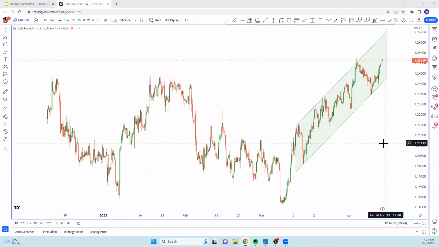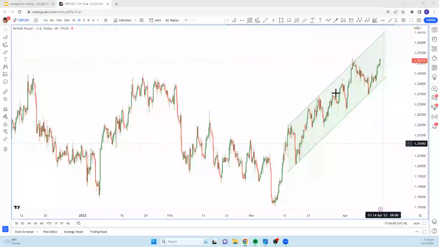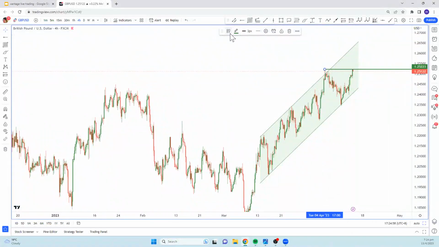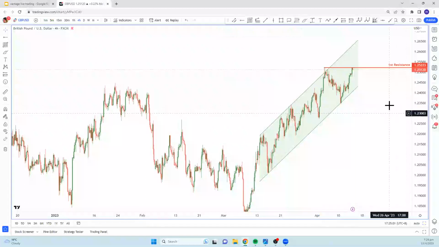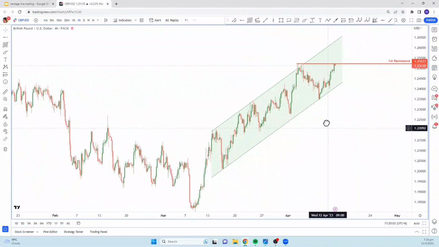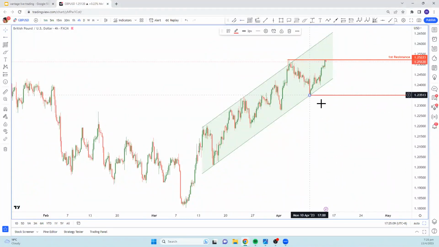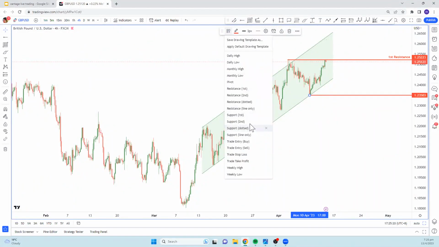So now let's get started and plot our support and resistance levels. Okay, so here I have price hitting a resistance level over here. Sorry for the noise in the background. Okay, here at the swing low, the closest swing low to where price currently is, we have a support level over here.